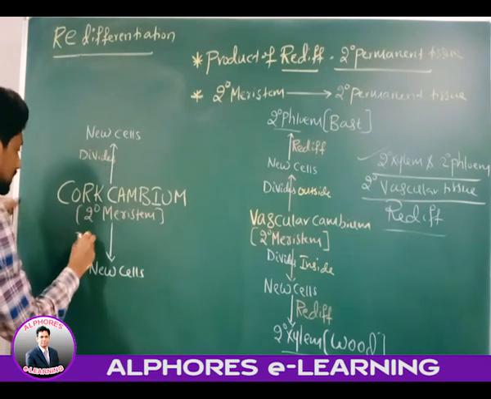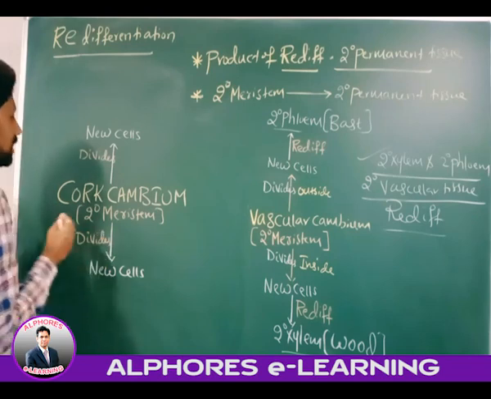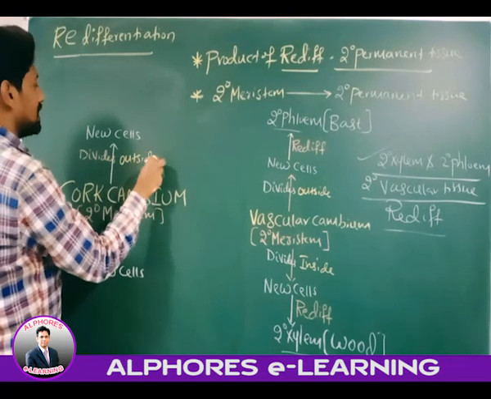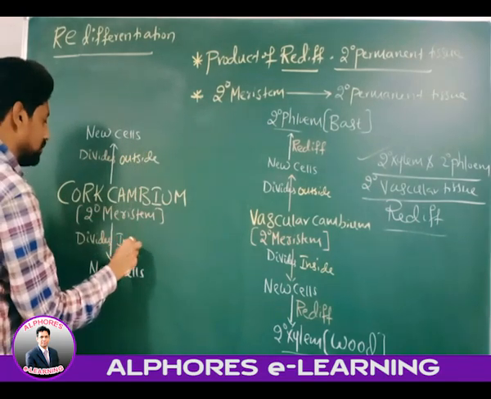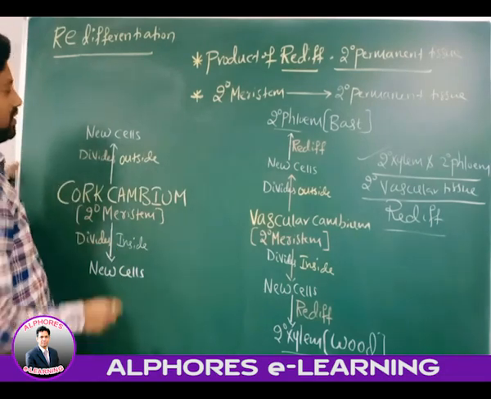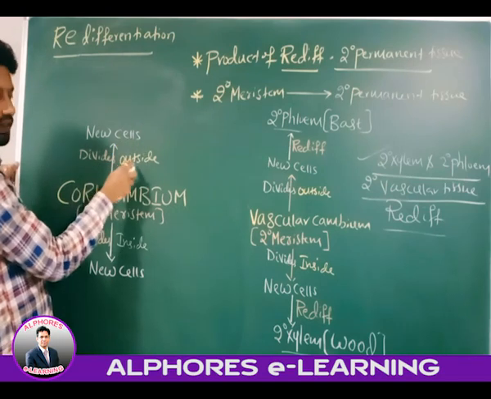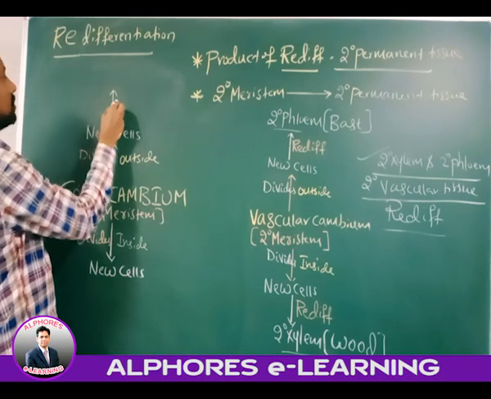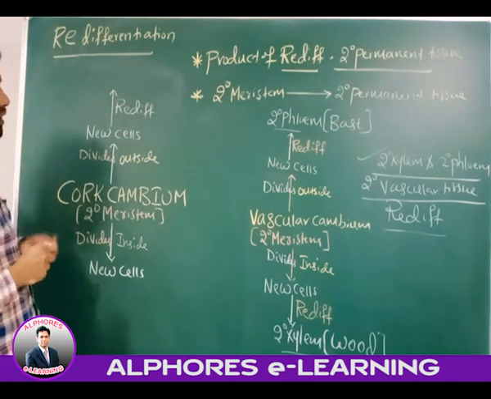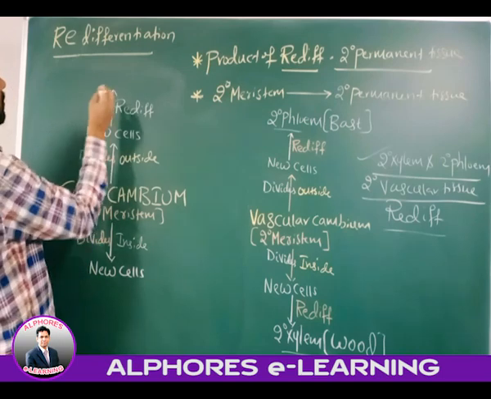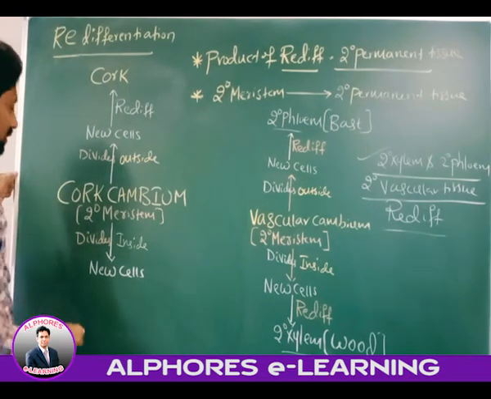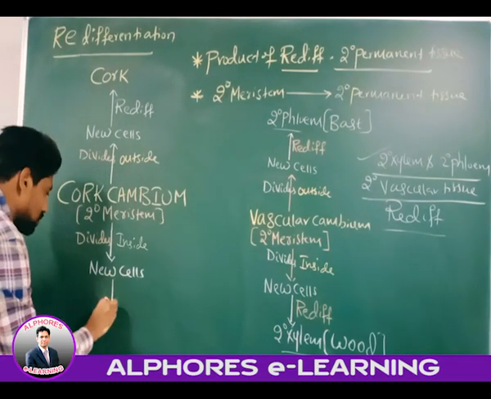Sir, these new cells are produced towards inside or outside? You can check it. New cells are produced towards the outside as well as towards the inside. Sir, the new cells produced towards the outside undergo which process? Redifferentiation process, and produce what, sir? Cork.